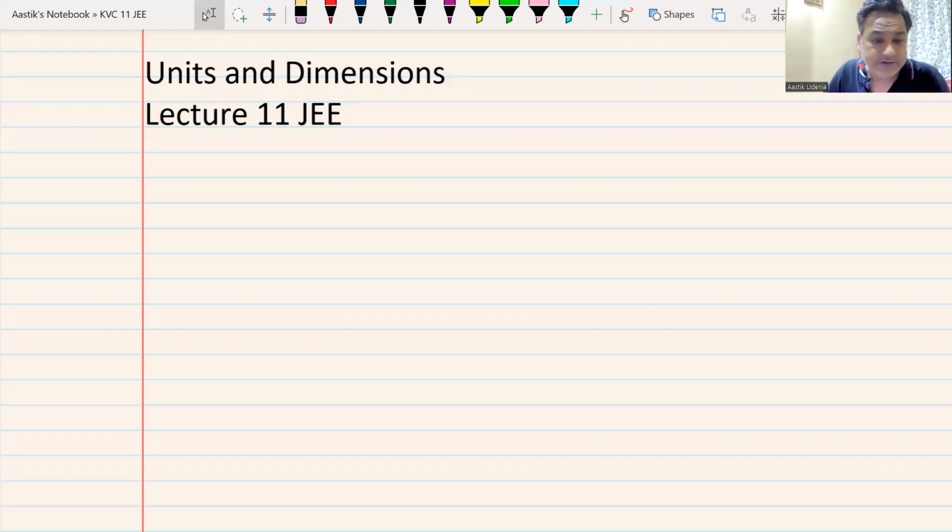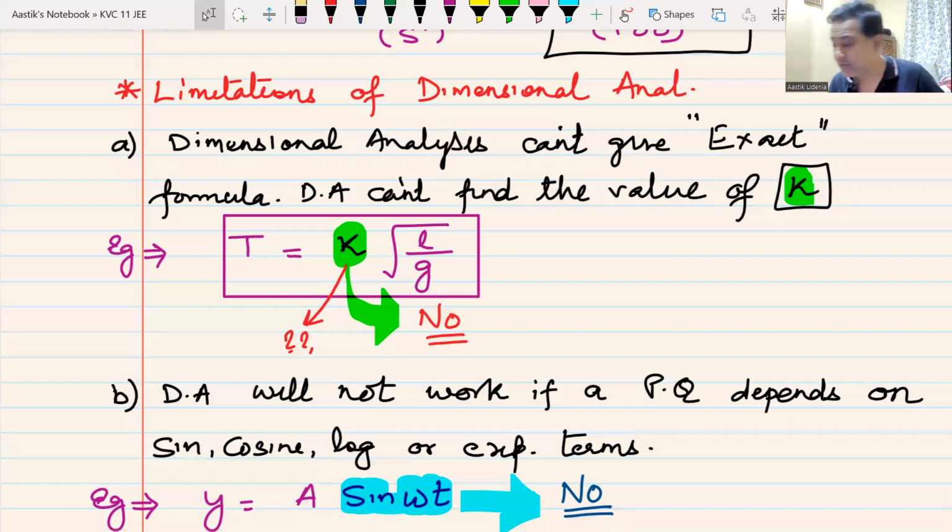In the last class, we were discussing the limitations of dimension analysis, where we can't use it and what it cannot give us. It cannot give us the value of the number that occurs in an equation, so we cannot get the exact equation. What we can get is an equation which is possible, because the number in that equation cannot be found out using dimension analysis. Same thing written in a different way.